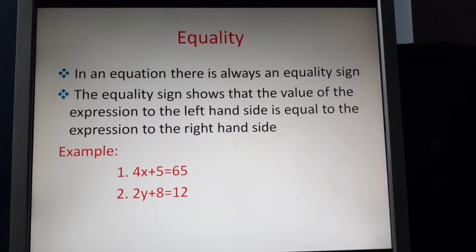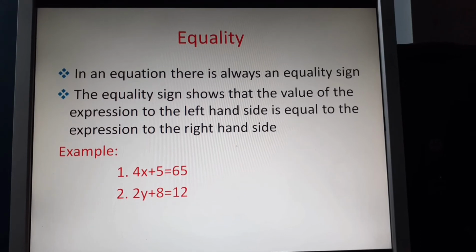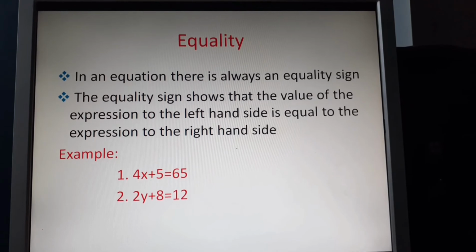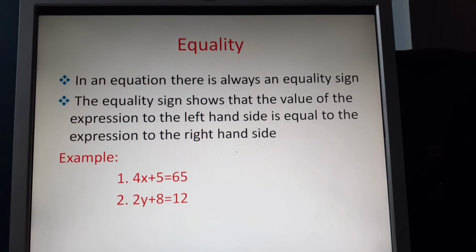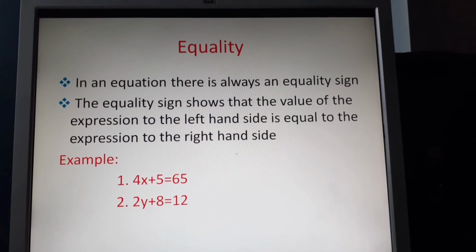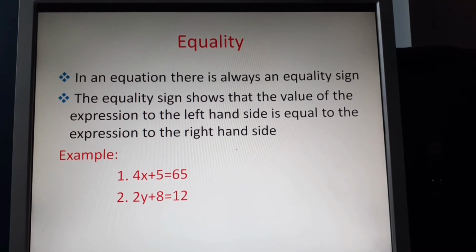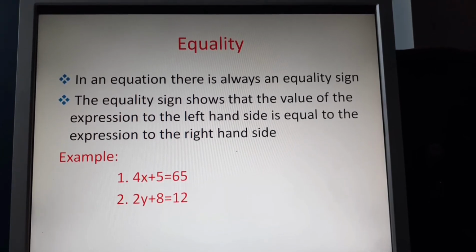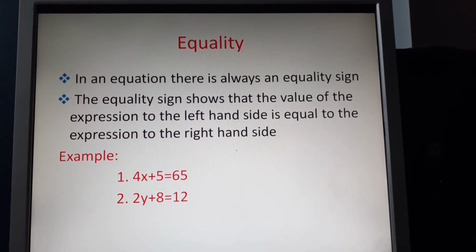If there is some sign other than the equality sign between the left hand side and the right hand side, it is not an equation. For example, 4x plus 3 is greater than 52 is not an equation, because it says that the value of 4x plus 3 is greater than 52. So that is not an equation.